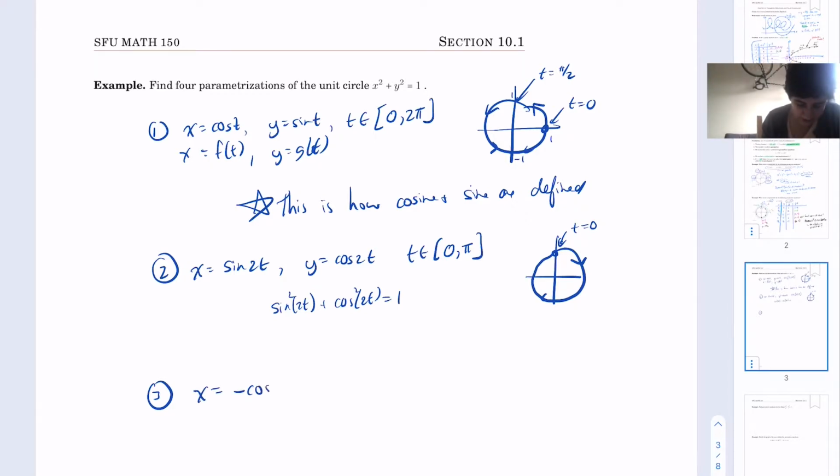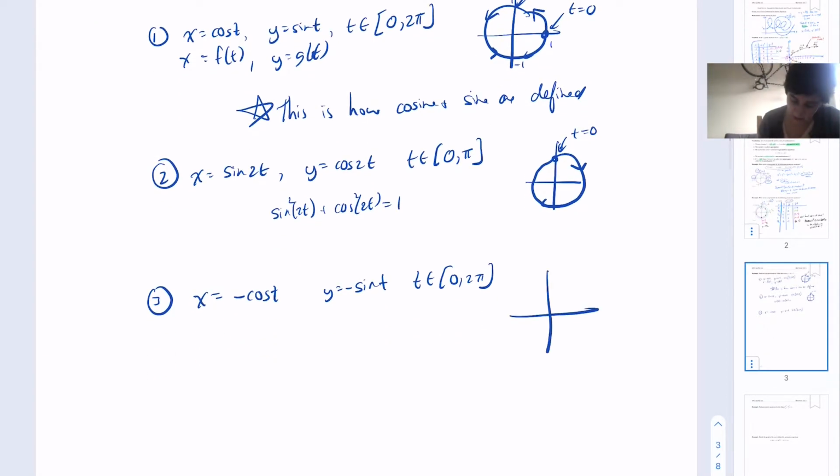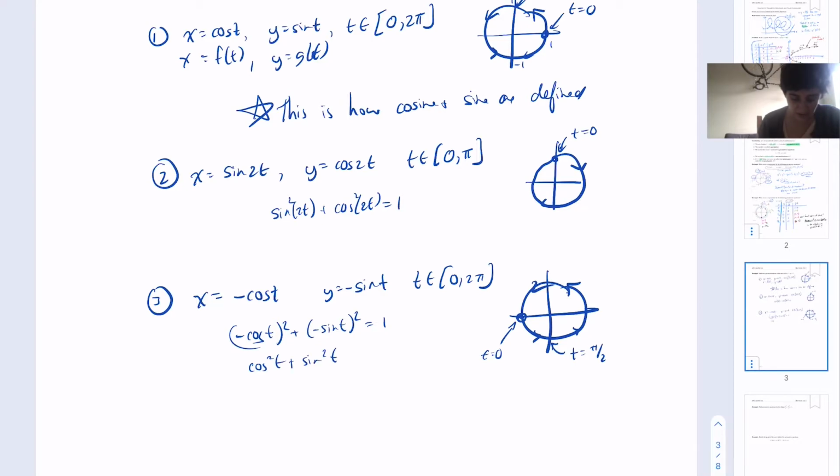Let's do x is equal to, let's just throw a negative in front, negative cos t, y equals negative sine t. Let's trace t going from 0 to 2 pi. What does this look like? It's our unit circle, but where do we start? Cos of 0 is 1, negative of that, so we're starting here, at t equals 0. We're still proceeding in the counterclockwise direction. This is the point t equals pi over 2. Again, you can check: negative cos t all squared plus negative sine t all squared is equal to 1, because the negatives go away, and cos squared t plus sine squared t is equal to 1.